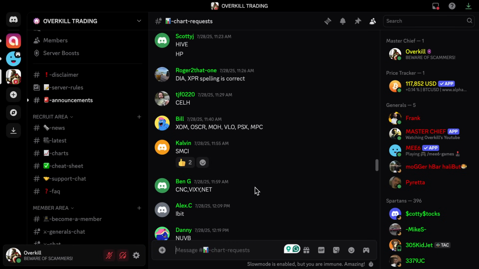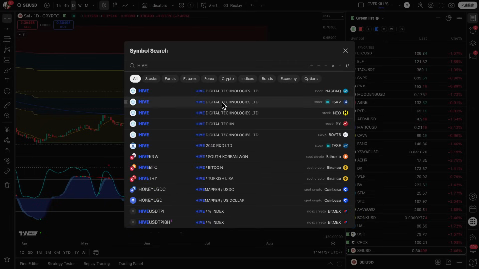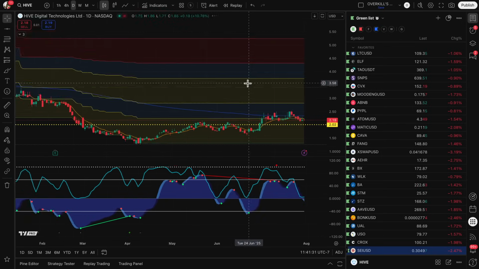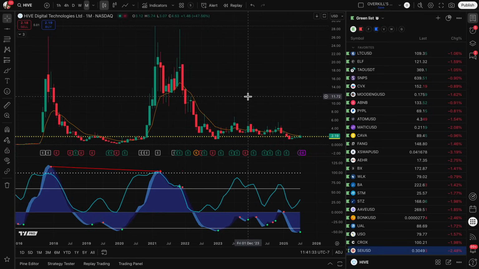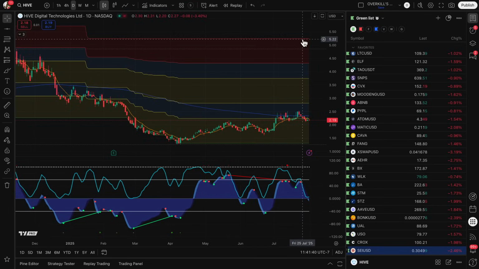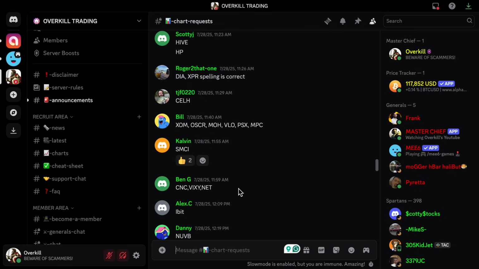Oh, we got Hive. I believe that is a stock. Yep, Hive Digital. Is that green on the monthly? Yes, it is. Okay, this one looks good too. Not really sure what these guys do. They don't make too much money, but target would be up there between $4 and $5.